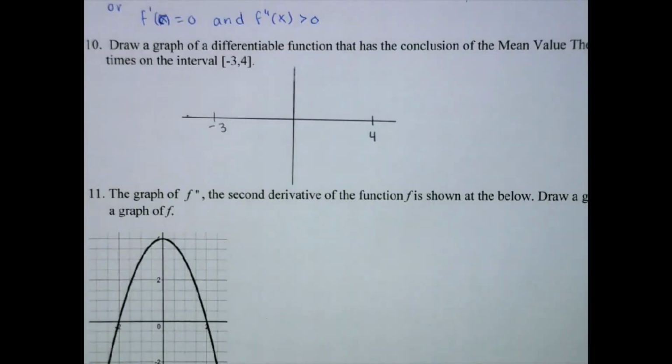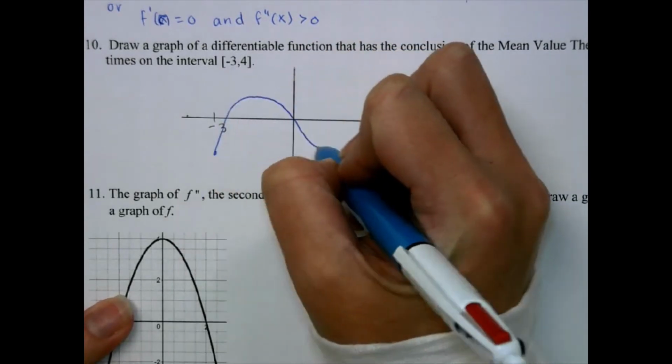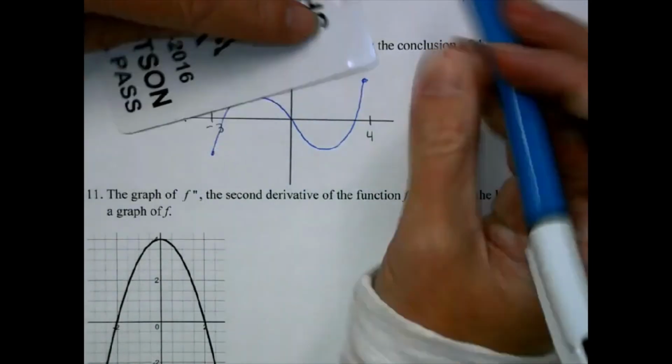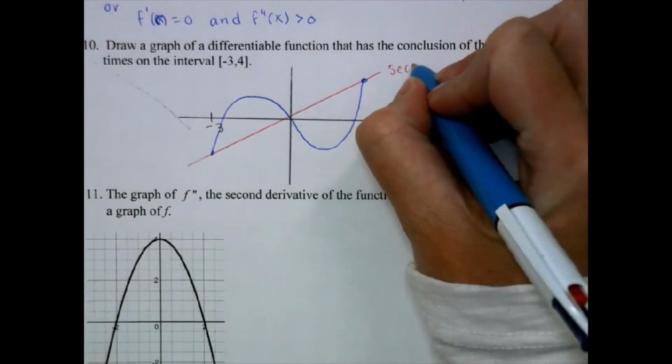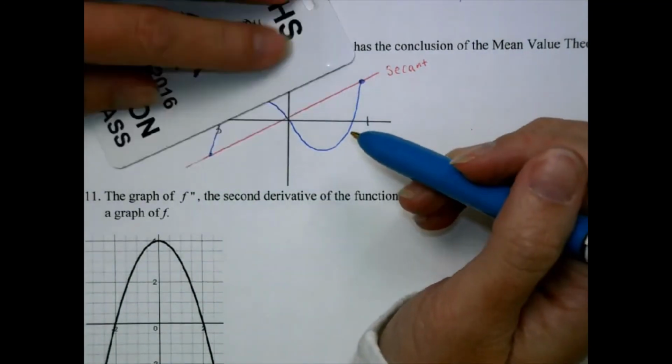Next question says to draw a graph of a differentiable function that has the conclusion of the mean value theorem satisfied 2 times on the interval from -3 to 4. So the mean value theorem says the slope of the secant line equals the slope of the tangent line. There's lots of different graphs you can do. So my secant line is here, and there's going to be 2 locations where the tangent line is going to match that slope.